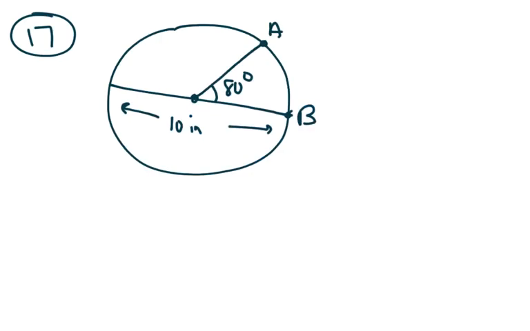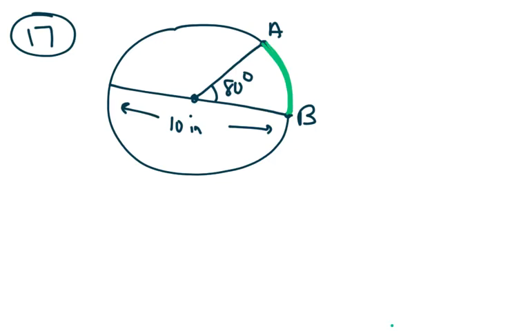Number 17, the diameter of a circle is 10 inches. If the central angle measures 80 degrees, find the length of the intercepted arc. In other words, we're going to find this length here. Now we have a formula for it in pre-calculus, but it ends up working similarly to the way we did this problem in geometry. In geometry, what we did was we found out what the circumference of the circle was, and then we figured out what percentage of the circumference we were looking for.